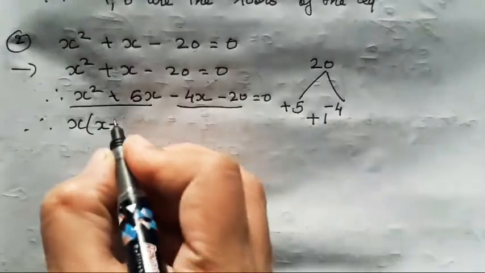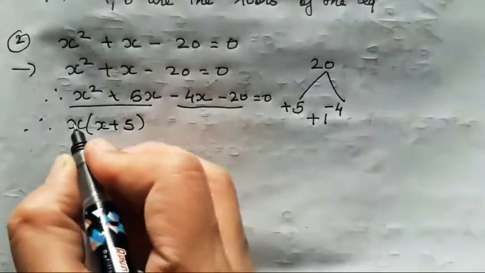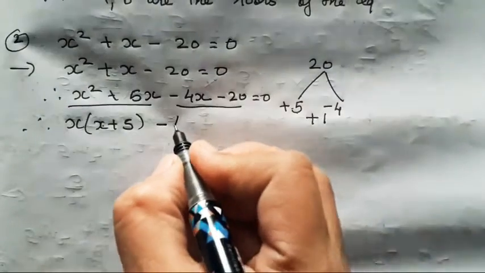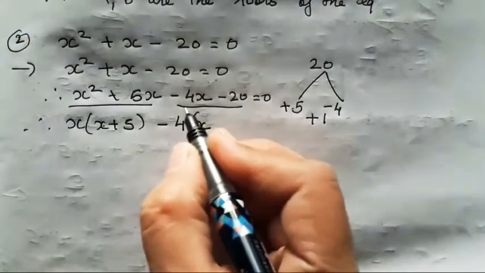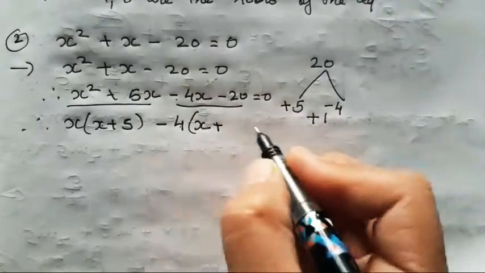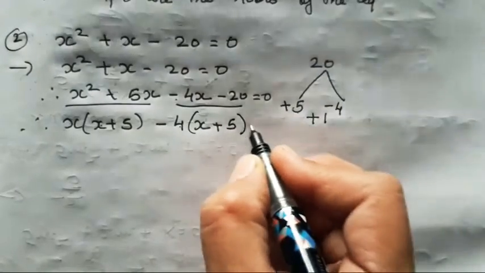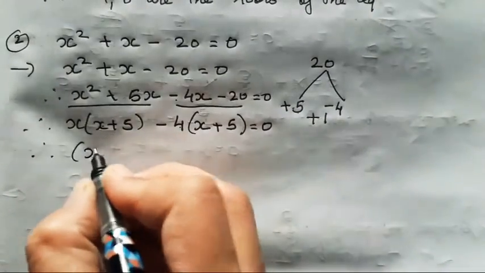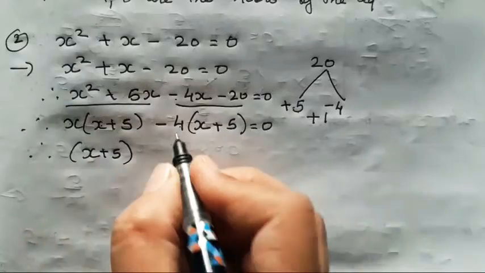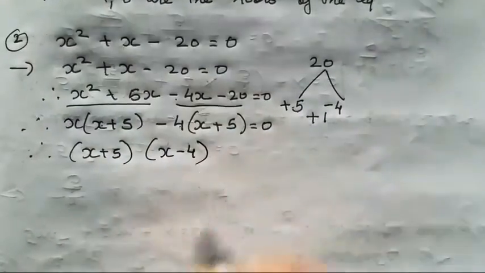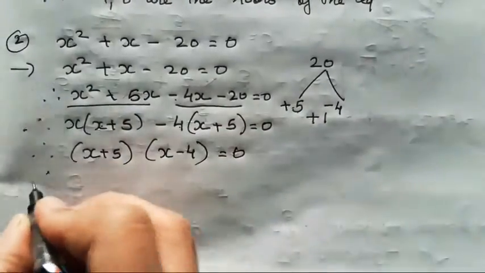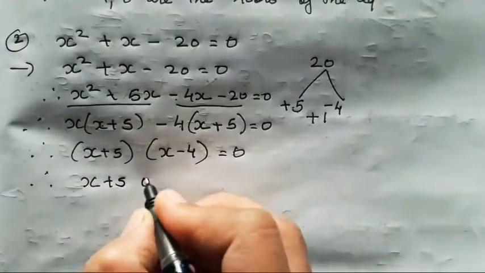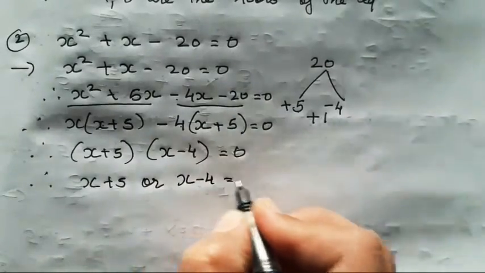So x plus 5, so that x into x is x square, x into 5 is 5x. Minus 4, common you have to take x, minus and minus is plus, and 4 5s are 20, is equal to 0. So therefore the common bracket you have to write first, the uncommon write afterwards. Okay, is equal to 0. So therefore now I will show you the step over here. Directly also you can write it in this way: x plus 5 is equal to 0, x minus 4 is equal to 0.